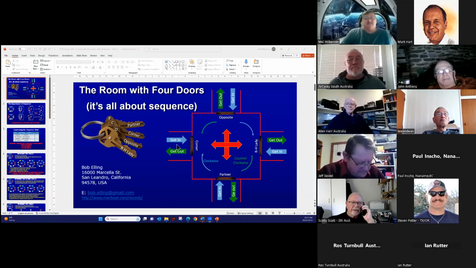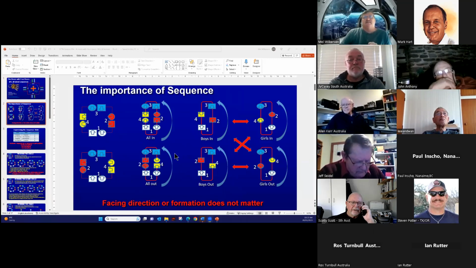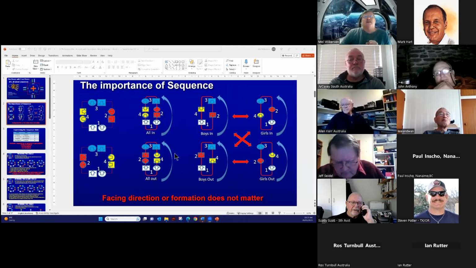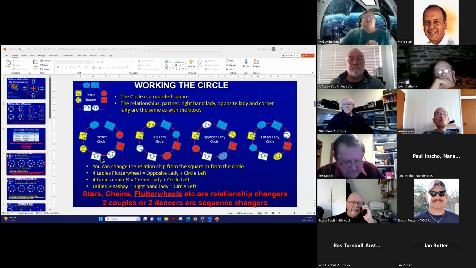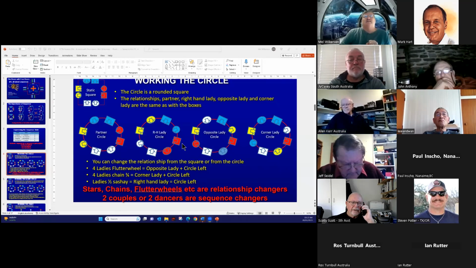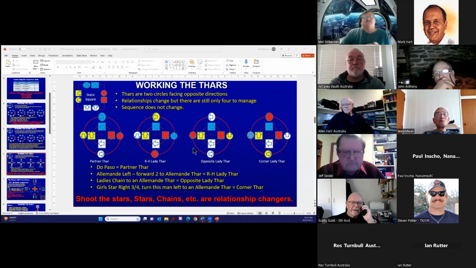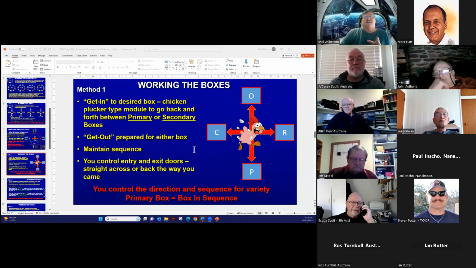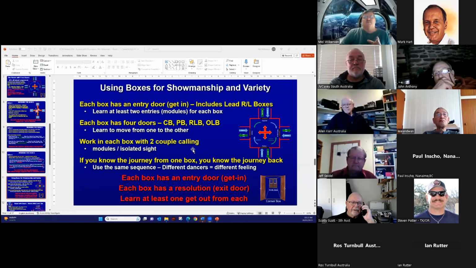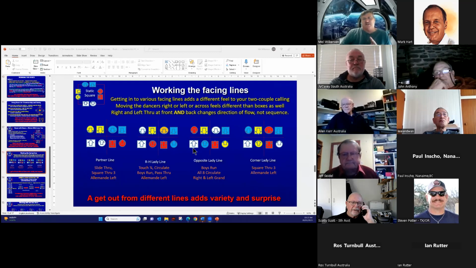I want to step back a second. This particular session is a follow-on dealing with the boxes, those 4 boxes and the 4 doors of that session that was done by Bob, in which we talked about the importance of sequence and the facing direction that doesn't matter. We also talked about working the Alamo ring, partner, right-hand lady, and how that sequence works, working the DARs, and then the setups where we're moving from one box to just the ladies chain.